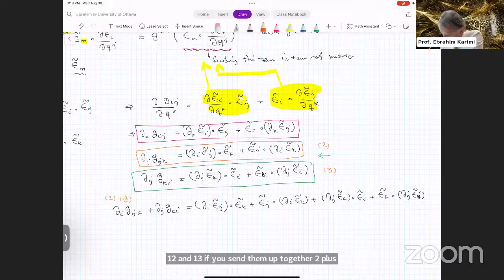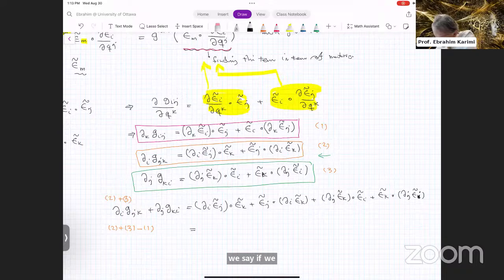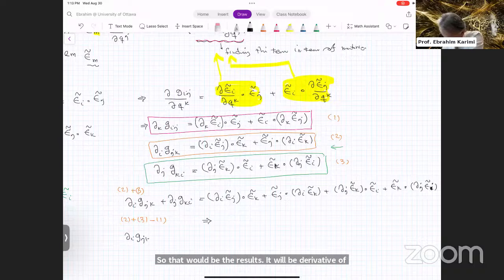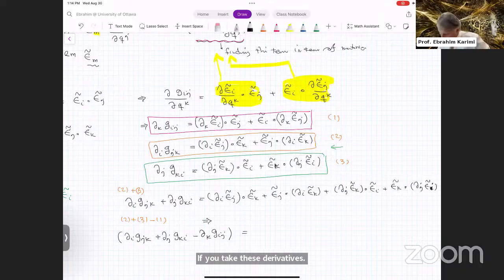Now, if you take 2 plus 3 minus 1, if we subtract the term 1, that will be the result. It will be derivative of i of g_jk plus derivative of j of g_ki minus derivative of k of g_ij. If you take this derivative, the result will be such that some terms cancel out each other.